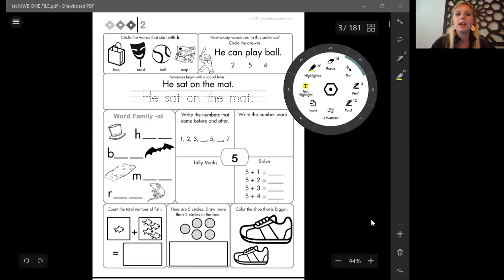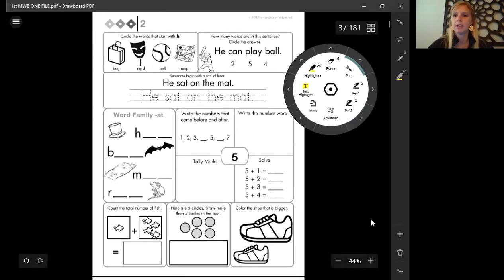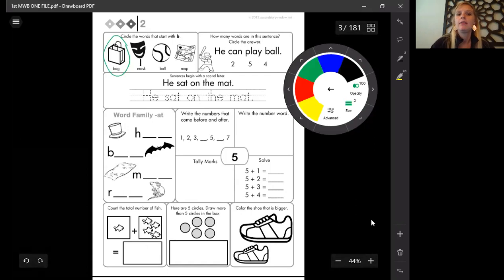The first one up here says circle the words that start with B. So this first picture is a picture of a bag. Do we need to circle that one? Yes, we do. And get my pen. Let's do green today. We're going to circle it green. All right, this next picture is a picture of a mask.